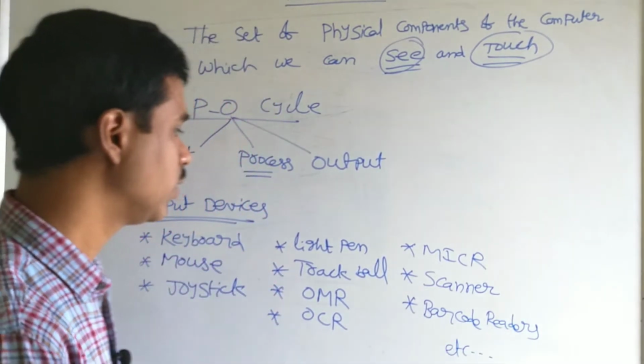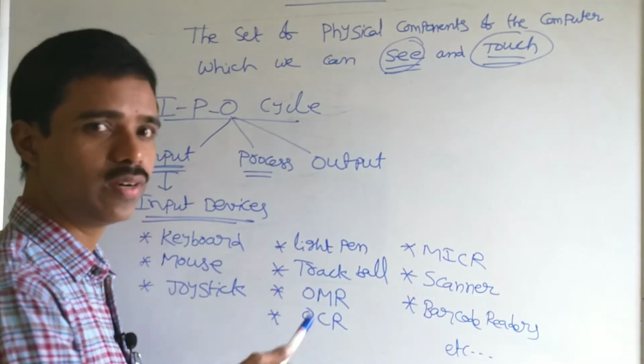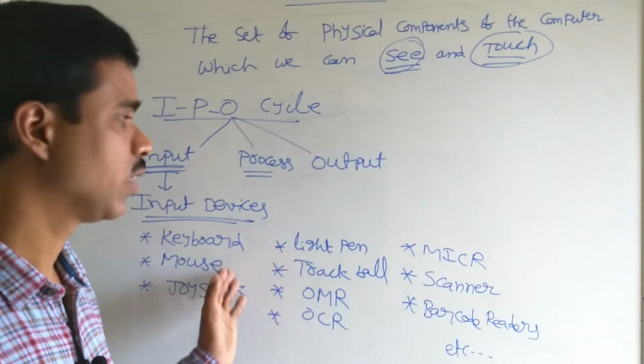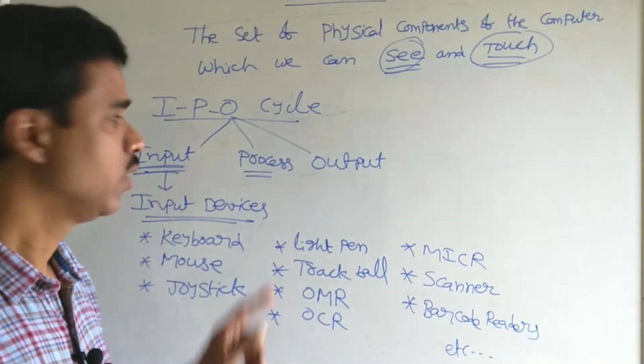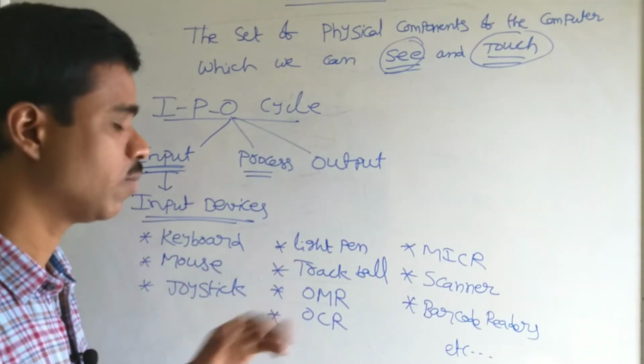So all these components, we can see and we can touch also. That's why these are called hardware components. With respect to input devices, I have written some of the examples.